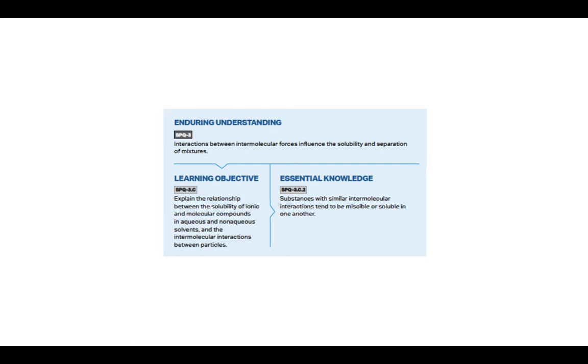Explain the relationship between the solubility of ionic and molecular compounds in aqueous and non-aqueous solvents. So something like carbon tetrachloride is a nonpolar solvent, so it would dissolve nonpolar things better. So hexanes, which is just carbon and hydrogen, anything that ends in -ane is just carbon and hydrogen, would dissolve in something like carbon tetrachloride, whereas it would not dissolve in, say, water. And that's why water and oil don't mix, because one is a hydrocarbon and one is not.